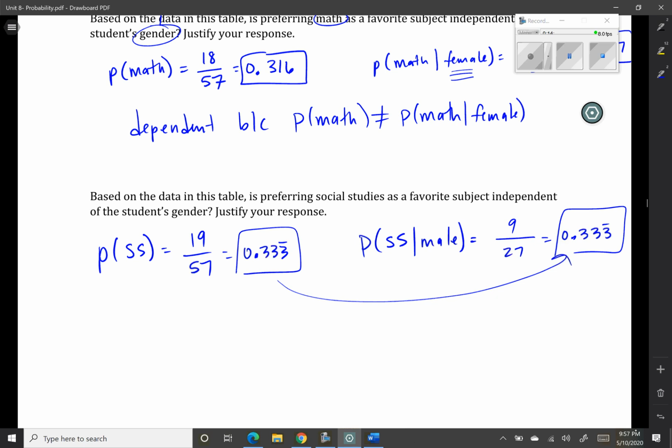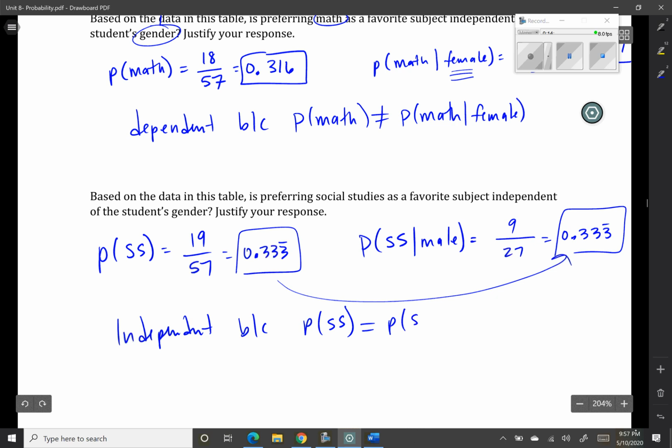So we can say these are independent events because the probability of liking social studies is equal to the probability of liking social studies given that you are male, meaning your gender did not affect the likelihood of choosing social studies as your favorite subject.